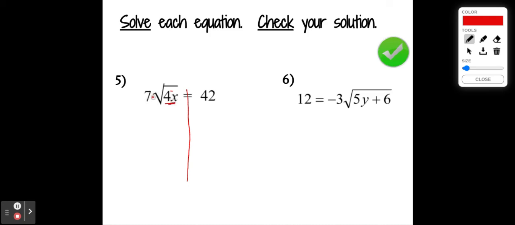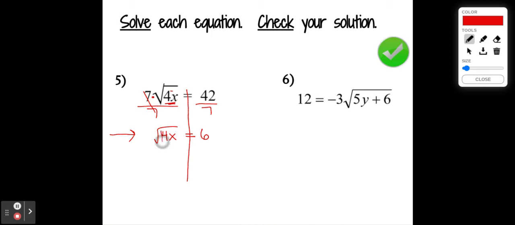We're going to undo the times 7. So this is kind of like our coefficient over here. We're going to remove that first, outside the radical. So we're going to divide by 7. Divide by 7. Okay, so now I have radical 4x is equal to 6. So do you see how I've isolated the square root in this step? And I see that the square root is equal to a positive number. We're good to go. Let's continue.